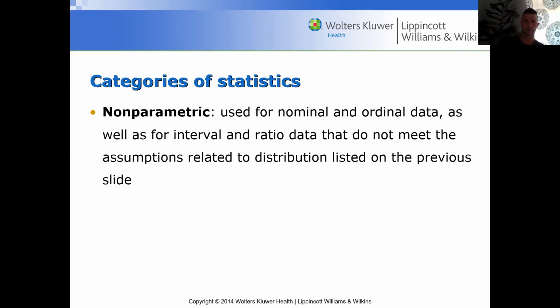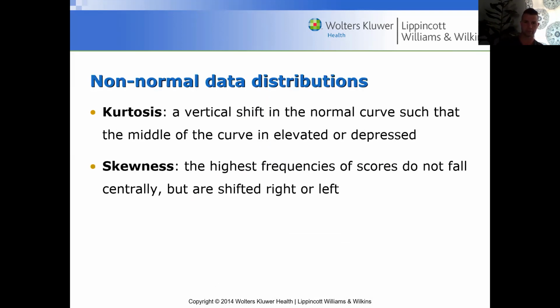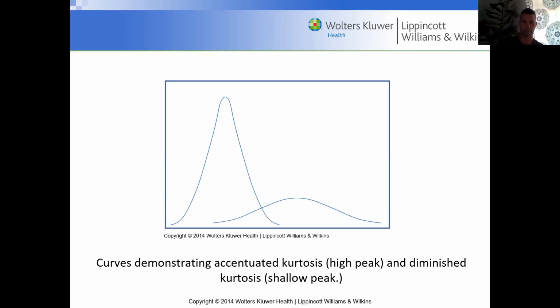Non-parametric is used for nominal and ordinal data, as well as interval and ratio data that do not meet assumptions related to distribution in some previous slides, right? So we're going to talk about having non-bell curve looking lines now, right? So kurtosis is a vertical shift in the normal curve such that the middle of the curve is elevated or depressed, and skewness is whether it goes left or right. Okay, so it's higher or lower on the scale, right?